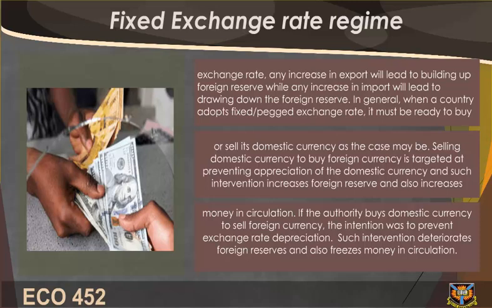In general, when a country adopts fixed pegged exchange rate, it must be ready to buy or sell its domestic currency as the case may be. Selling domestic currency to buy foreign currency is targeted at preventing appreciation of the domestic currency, and such intervention increases foreign reserve and also increases money in circulation. If the authority buys domestic currency to sell foreign currency, the intention was to prevent exchange rate depreciation. Such intervention deteriorates foreign reserves and also freezes money in circulation.